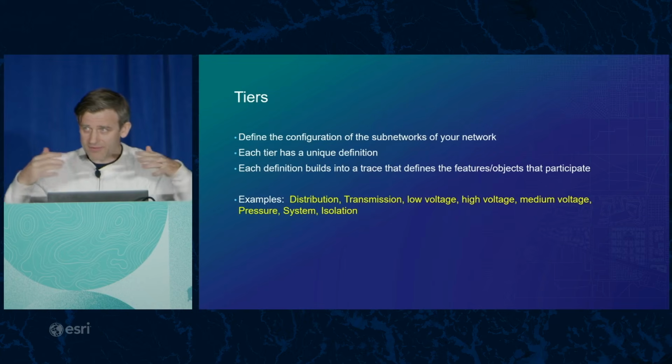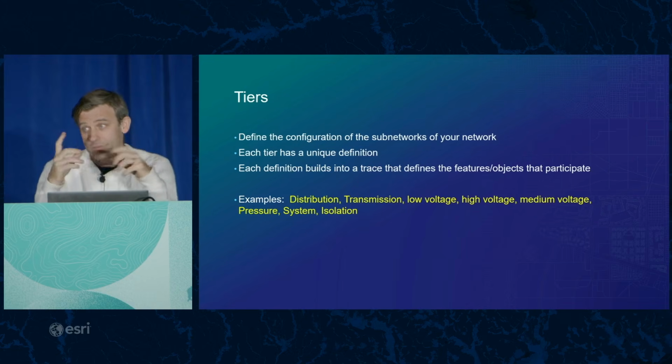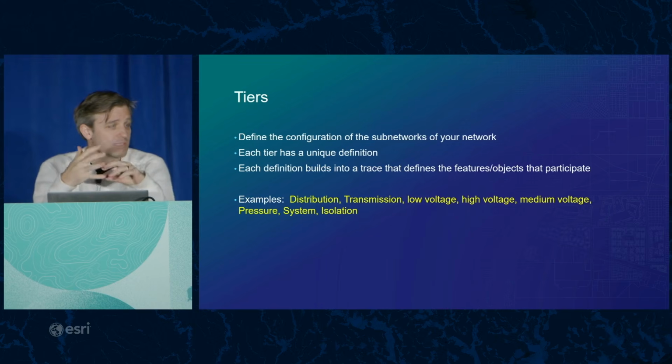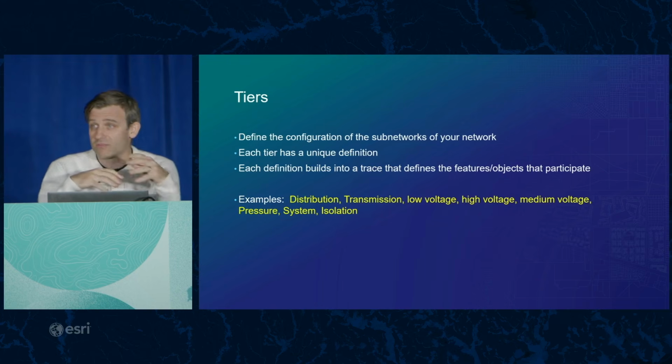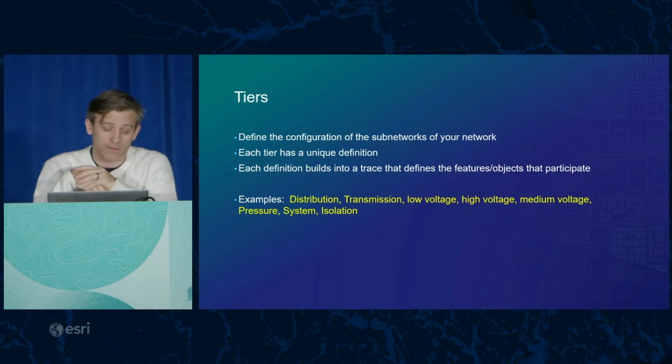Domains, or domain networks, contain tiers. Tiers define the configuration of how the assets in your network relate to each other, trace with each other, and are supported in each of the tiers of your network. So each tier can define a valid set of asset groups and asset types that make sense. It can say that these kind of devices only exist in my distribution tier. These kind of devices can only exist in my transmission tier. And we will generate errors if features are placed in a tier where they are not valid.